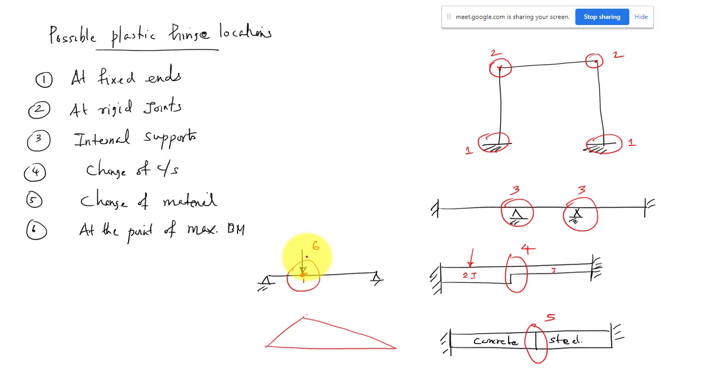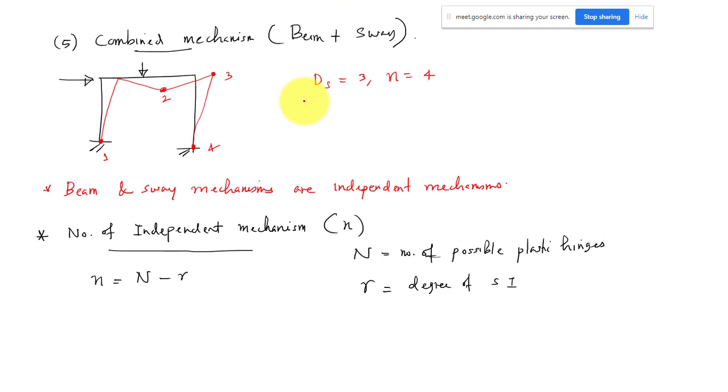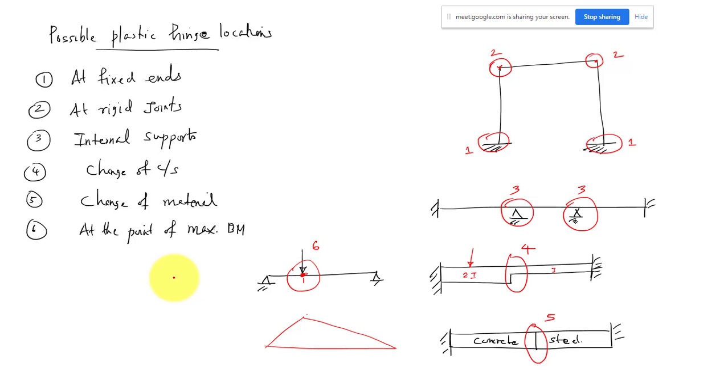Okay. So these are the possible locations where the plastic hinges can form. By using these, we can find out the value of n, the possible locations for the given structure. Then I can find out the number of independent mechanisms. Then I can analyze that many mechanisms, and then I can find out the collapse load. So that will be the procedure we will be following in your numerical examples.